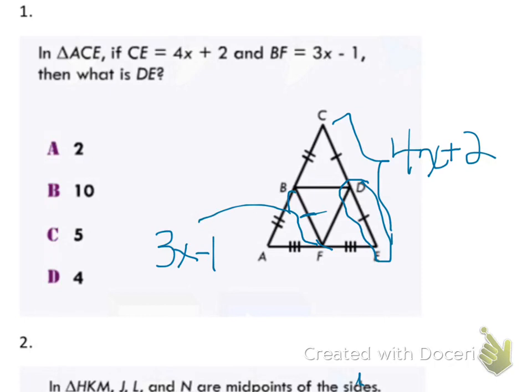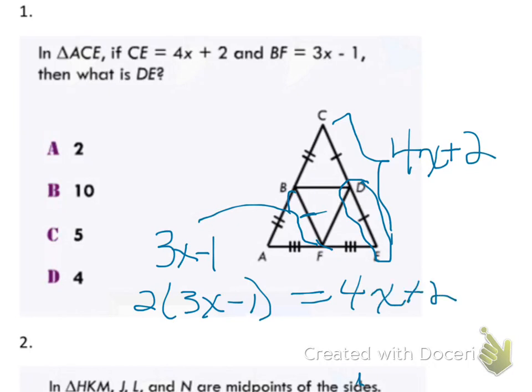So I'm going to have to take my expression for BF and multiply it by 2 so that it equals CE. Alright, so 2 times 3x minus 1 equals 4x plus 2. Okay, distributing that 2 carefully, I get 6x minus 2, not minus 1. So 2 has to go here and 2 has to go there. And that's going to equal 4x plus 2.